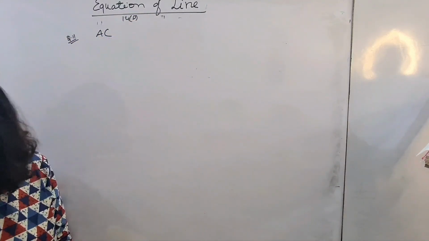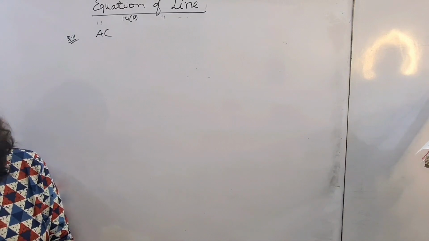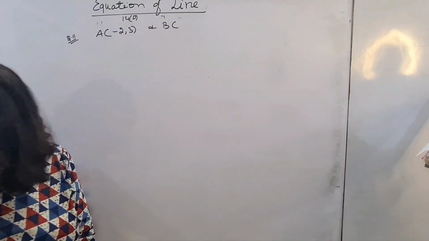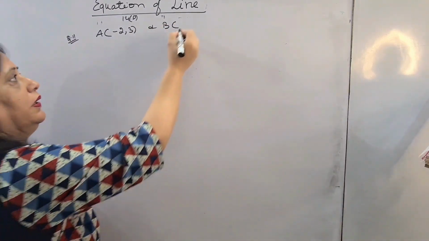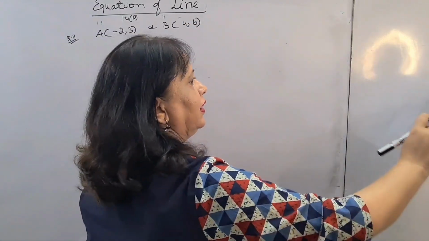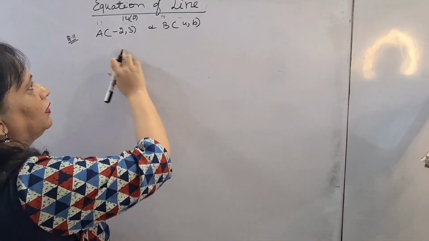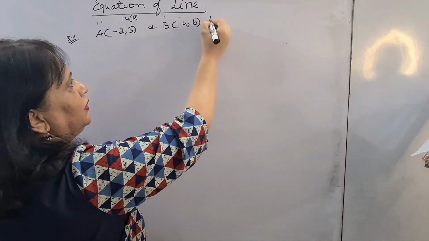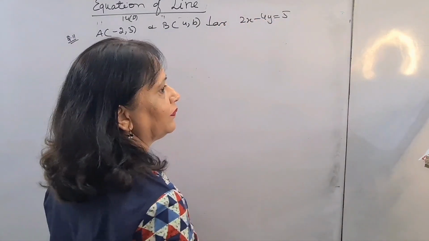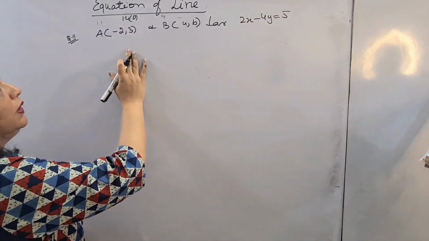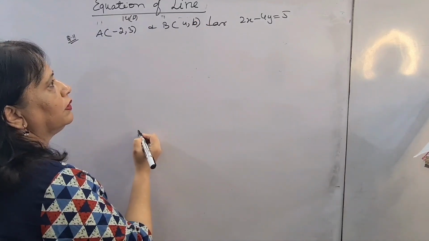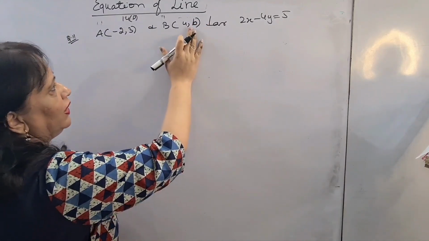A is (-2, 3) and B is (4, b). So you have to find the equation of the line formed by these two points, which is perpendicular to 2x minus 4y is equal to 5. Means the question is that, see, in A and B you have one unknown, b. So you cannot frame the equation of the line until you know the value of b.